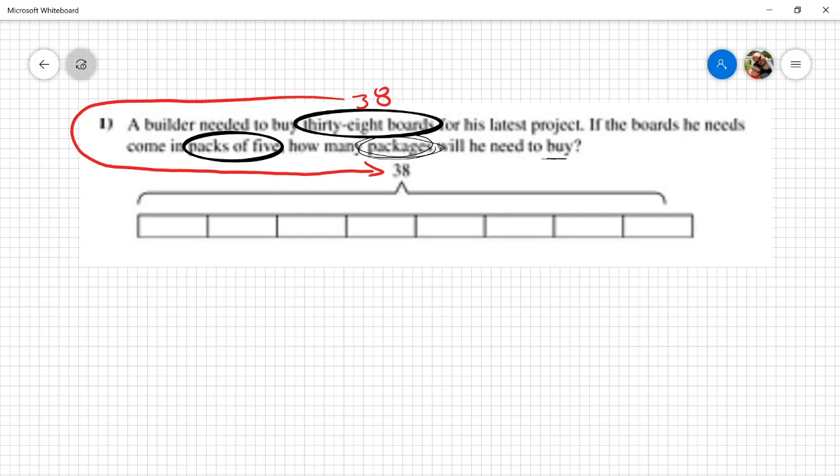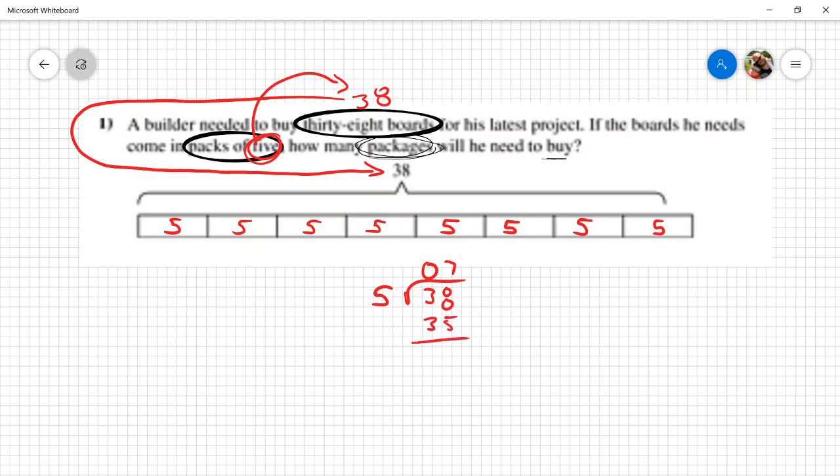Now they come in packs of five, so that means that this is a pack. One, two, three, four, five, six, seven, and then this would be a pack of five. Now, if they come in packs of five, the point with the division is how many packs of five do I need to get to 38? Well, I'm just going to do some very quick division. 38. How many times is five going into 38? So you got 5, 10, 15, 20, 25, 30, 35. So that goes seven times.